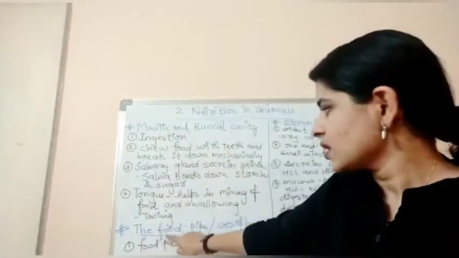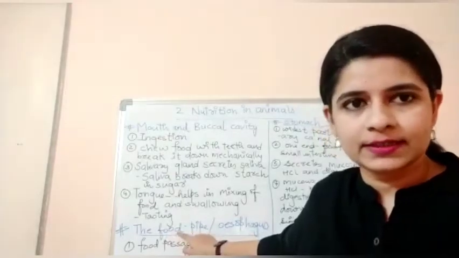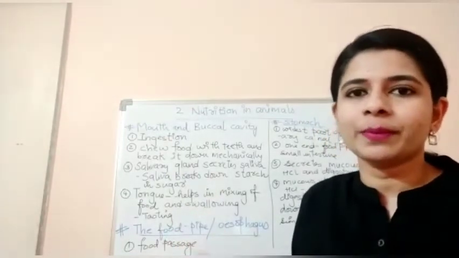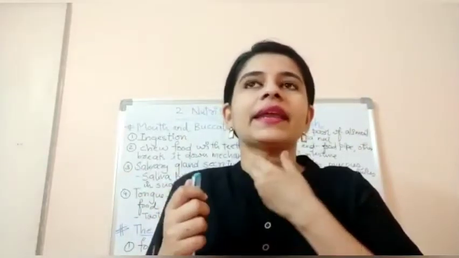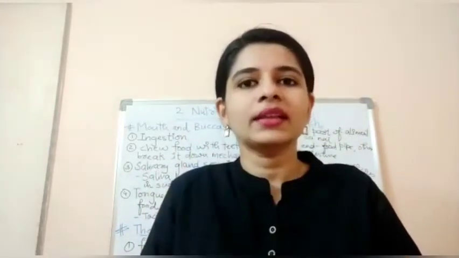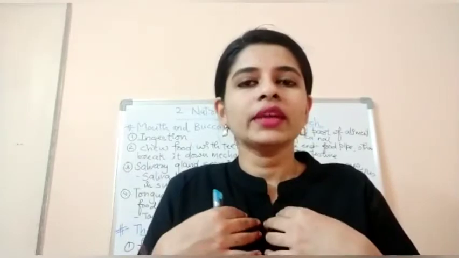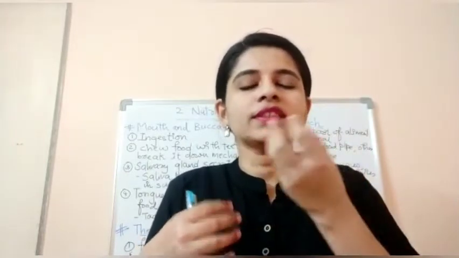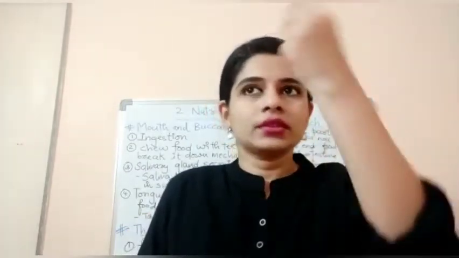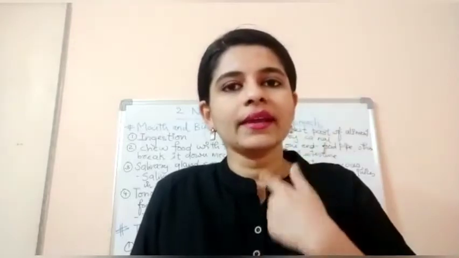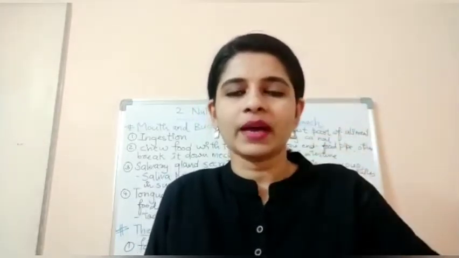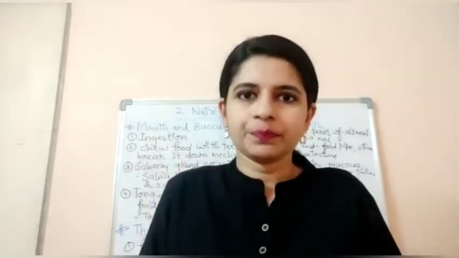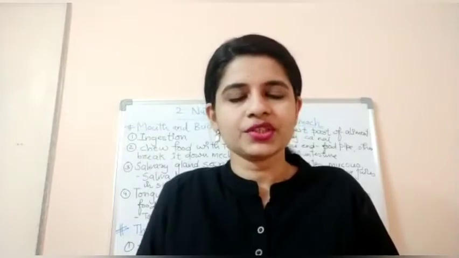So next is the food pipe or esophagus. What do I mean by food pipe or esophagus? It has just one purpose. The food pipe is the connecting part between the mouth and the stomach. The food we eat, वो मुंह से सीधा stomach पे जाता है. So that connection between the mouth and stomach is known as the esophagus. That is the food pipe, the pipe through which the food passes to reach the stomach.